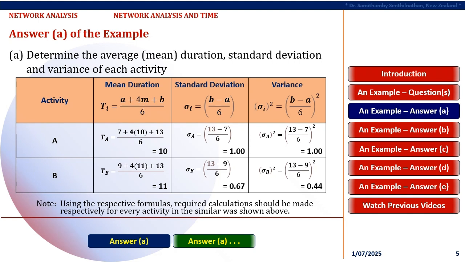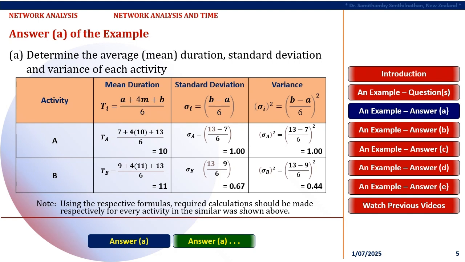Similarly, the standard deviation of activity A, known as sigma A, equals to the difference between pessimistic duration, B, and optimistic duration, A, divided by 6. As activity A has pessimistic duration, B, 13 months, optimistic duration, A, 7 months, and their difference 13 minus 7 equals 6. Hence, the standard deviation of activity A equals to dividing the difference 6 from 13 minus 7, by the constant value 6 in the formula that results in 1.